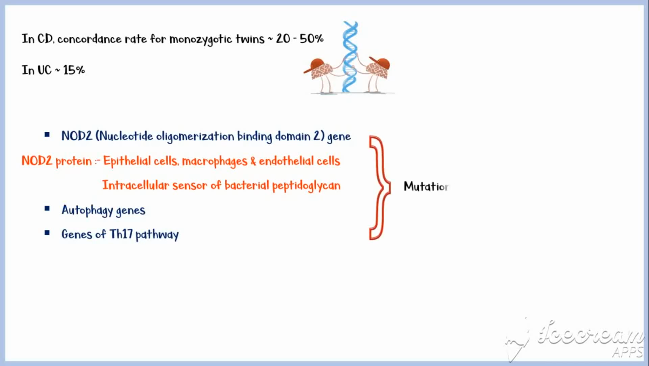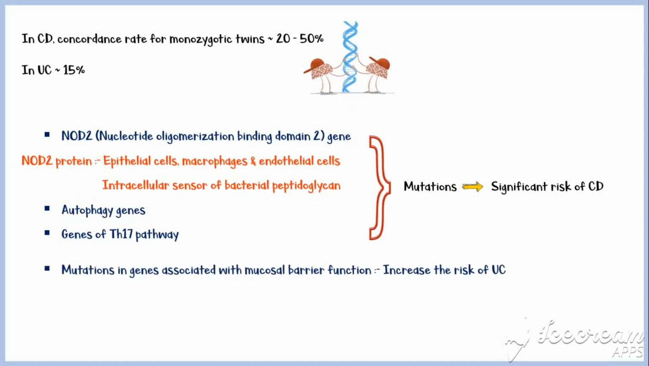Mutations in these genes lead to a significant risk of Crohn's disease. Mutations in genes associated with mucosal barrier function increase the risk of ulcerative colitis. Moreover, mutations in HLA genes are found to play a role in modifying the disease.